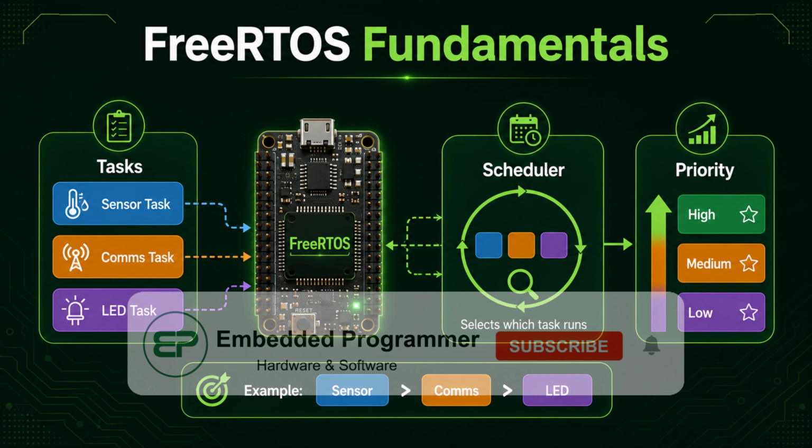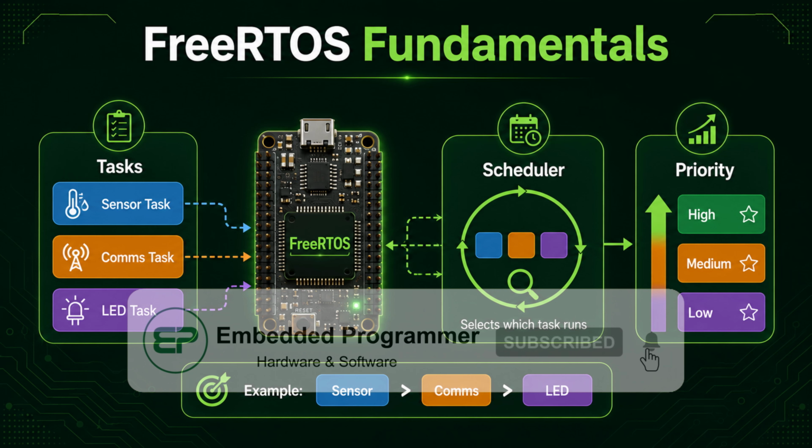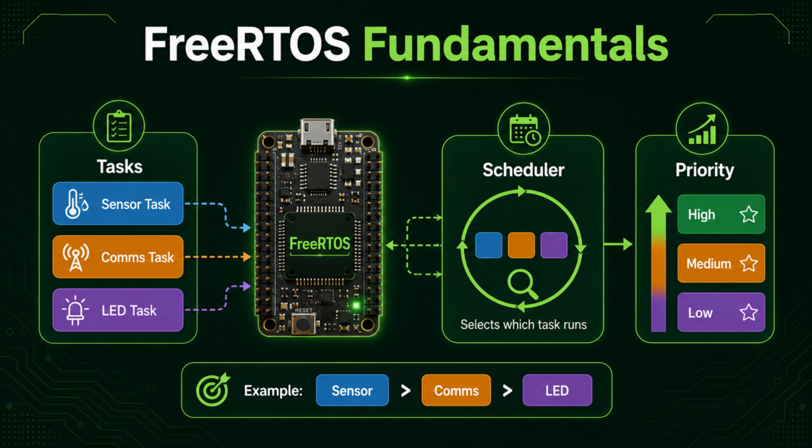FreeRTOS allows an embedded application to be divided into independent tasks. For example, one task can read a sensor, another can manage communication, and another can control an LED. The scheduler decides which ready task receives CPU time. This decision is mainly based on task priority. A higher priority ready task can immediately preempt a lower priority task.